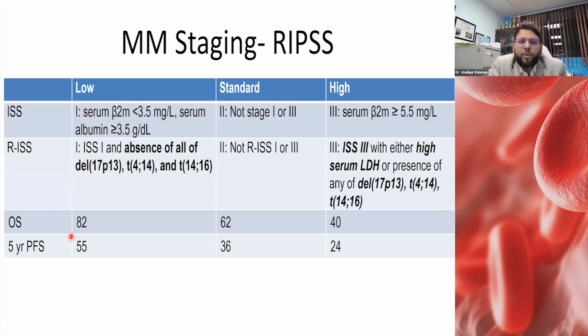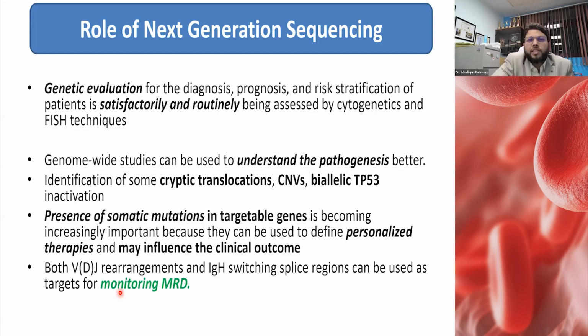There is a difference in the overall survival and the 5-year PFS, and that's why these are important to be done for prognostication of the patients. What is the role of NGS in sequencing?